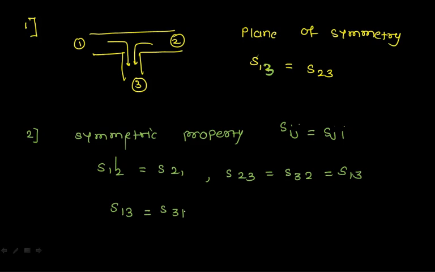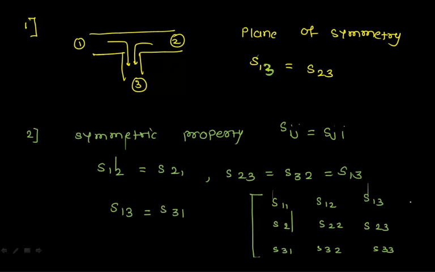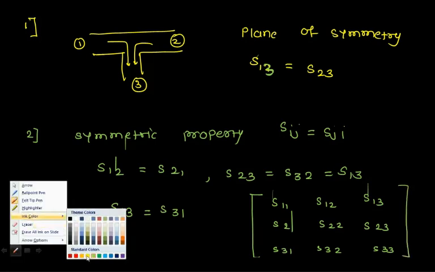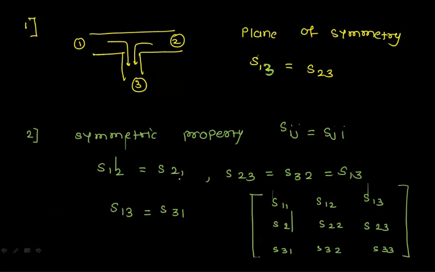Now, if I'm getting this much over there because of my symmetric property, I'll just write my scattering matrix: S11, S12, S13, S21, S22, S23, finally S31, S32, and S33. So if I put all the values over here by this particular equation, S12 becomes 21, and again 21 becomes 12. So wherever you have 21, you can replace it with S12.